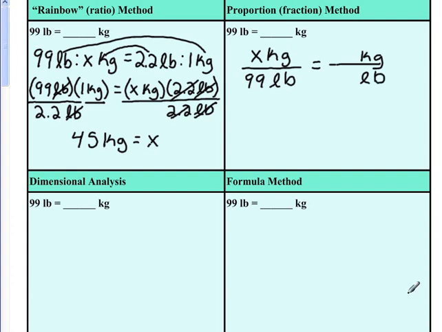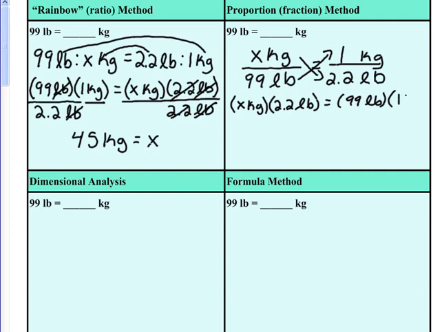We then ask ourselves what we know about the relationship between the units kilogram and pounds. We know that 1 kilogram is the same as 2.2 pounds. We can now use cross multiplication to solve for x. We're going to multiply x kilograms by the 2.2 pounds and set that equal to the 99 pounds times 1 kilogram.